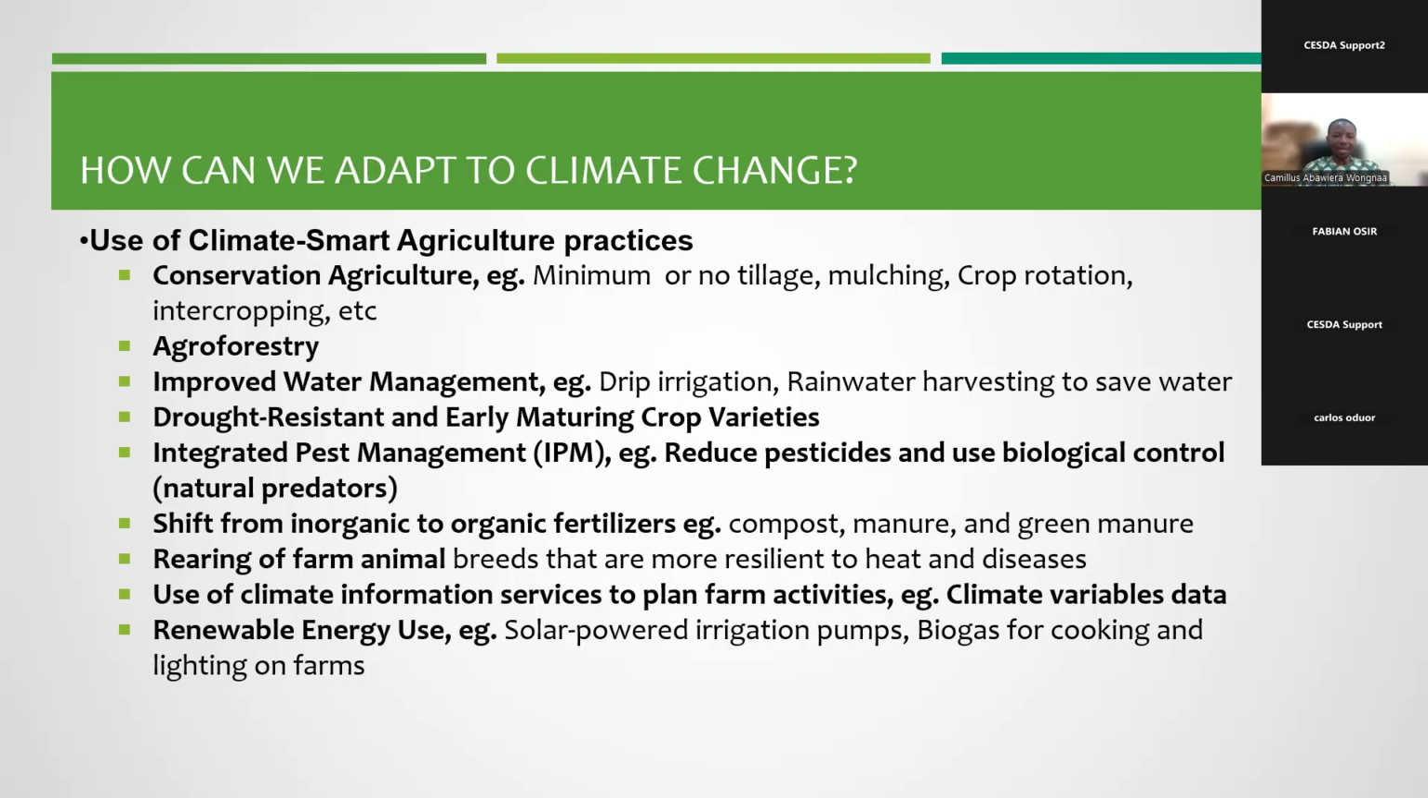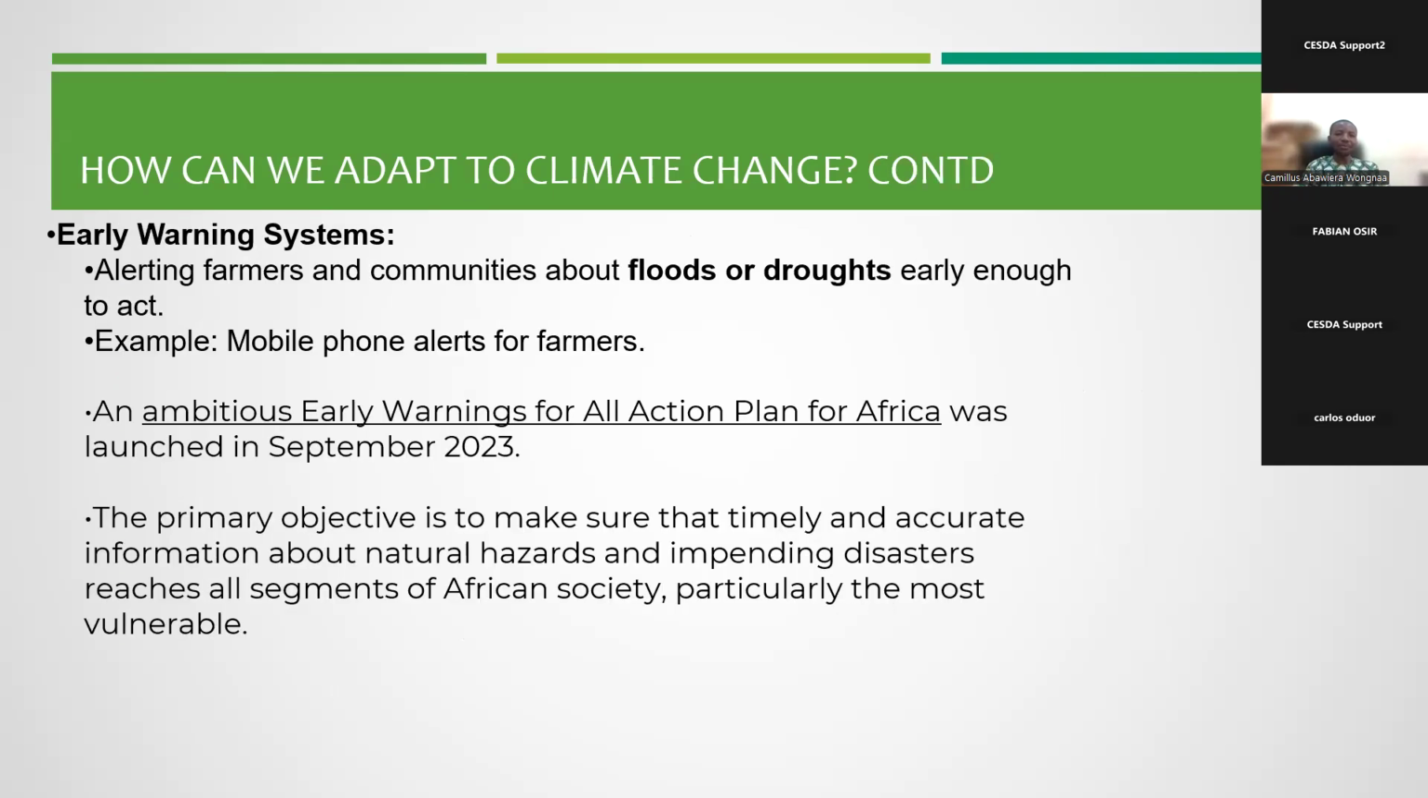And then the use of renewable energy sources. I was talking about irrigation at the beginning. Irrigation is very important, but some of these irrigation equipments use water pumps, and in most cases these pumps use petrol. So what we are saying is that instead of using petrol, let's use renewable energy like biogas and solar energy and what have you. So this is what our farmers can do.